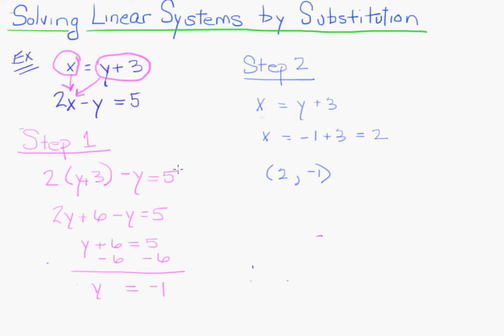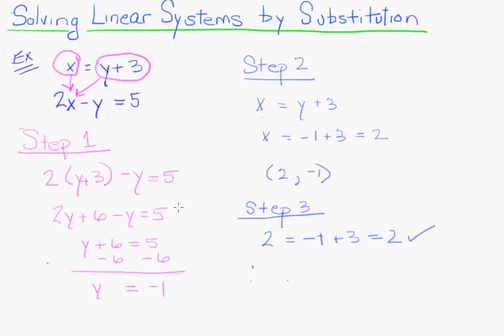So to make sure that I have the right answer, I'm going to go to step 3. And step 3 is where I check to see if the point makes each line true. So the first line I have is x is y plus 3. So that means 2 would have to equal negative 1 plus 3. And negative 1 plus 3 is 2. So it checks for the first line.